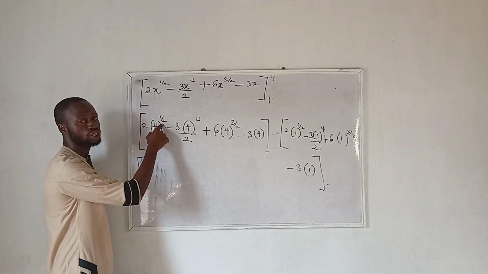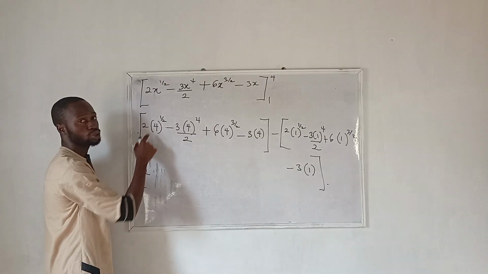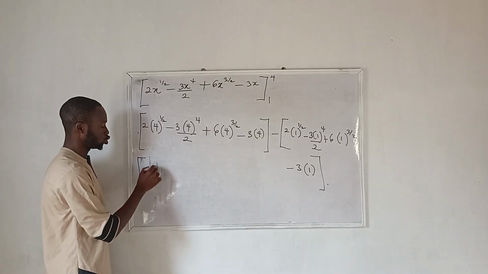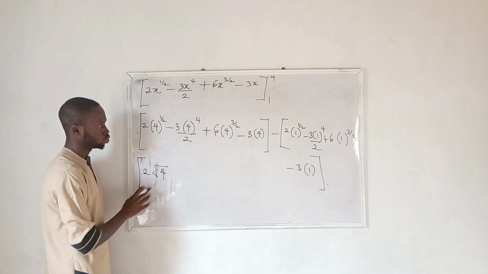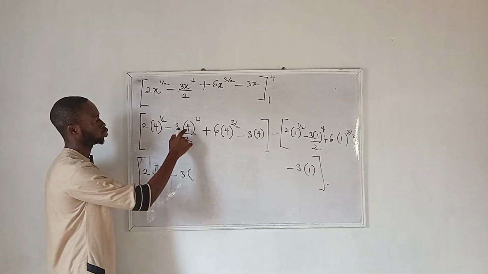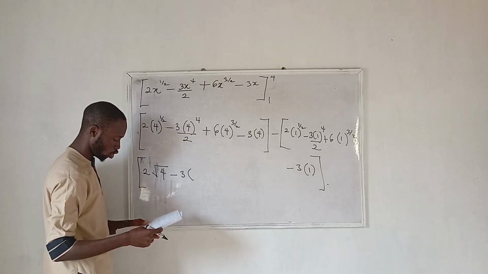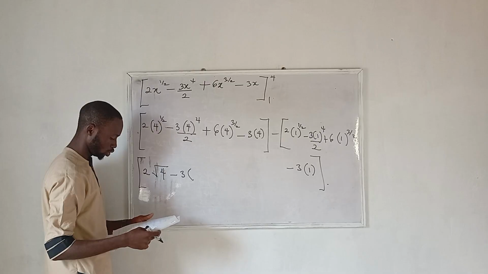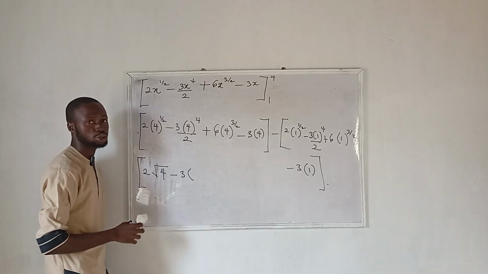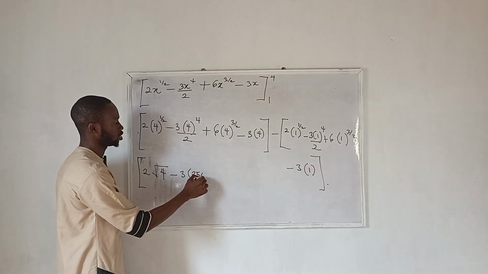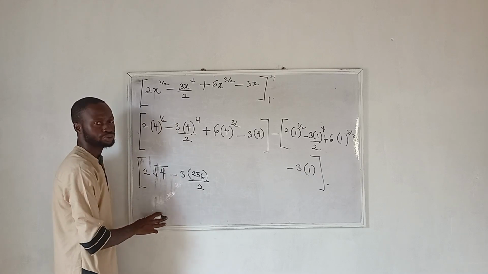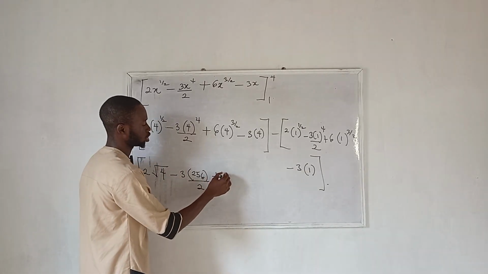All right, what we do next from here is we simplify. So remember that I said when you have 1 over 2 as the power, it will become square root. So it will become square root of 4. Is that understood? Minus 3 into 4 times 4 raised to the power of 4. Then we need to simplify that, and that will give us what? 256. We'll have 256 all over 2, then plus 6.